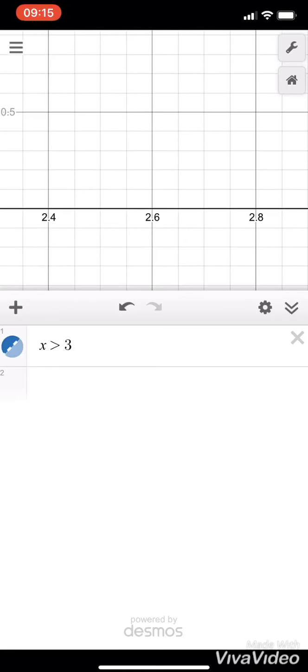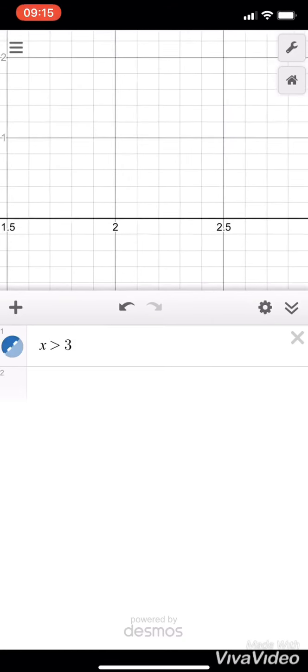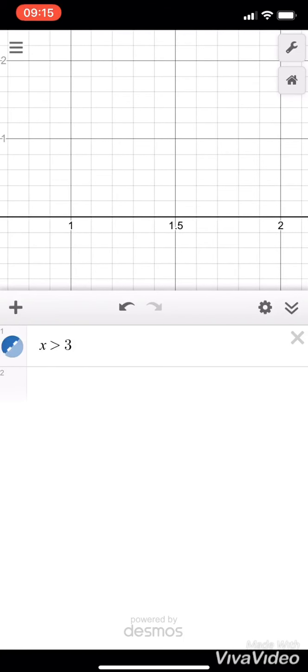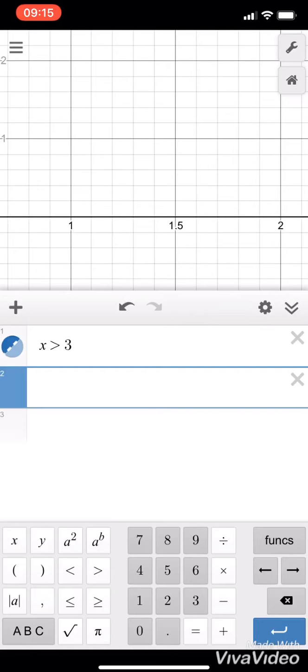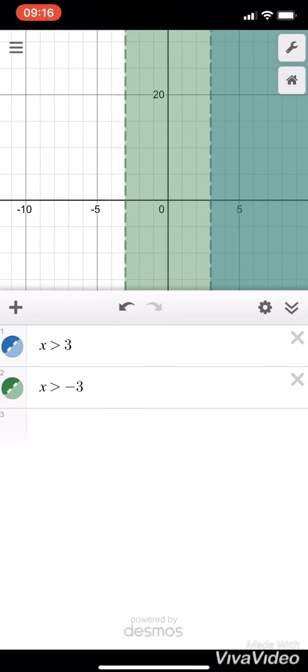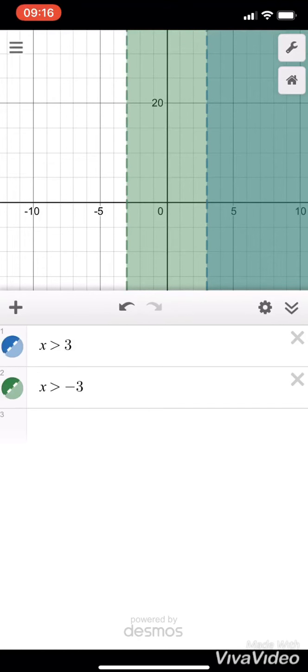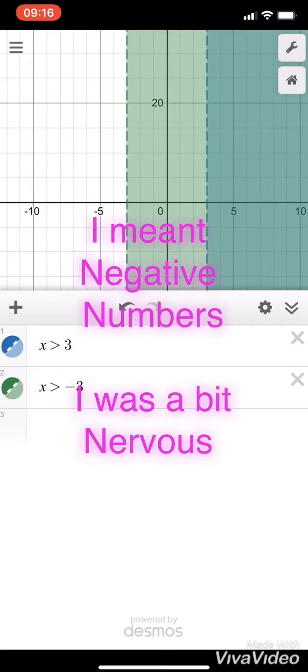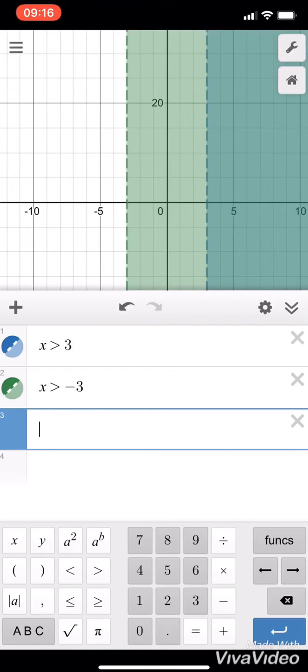Now, let's take a number from the negatives. Since we did 3, let's do negative 3. So, what is greater than negative 3? Well, X is greater than negative 3. Wait a second, why isn't it going towards the higher negative 3's? Well, this is a fun fact, but the actual sequence of numbers would go like this.